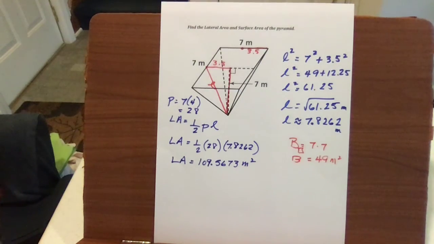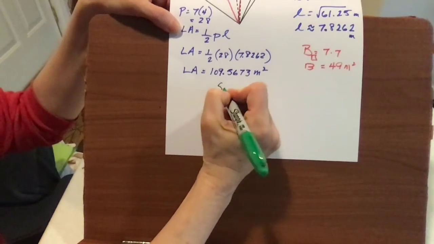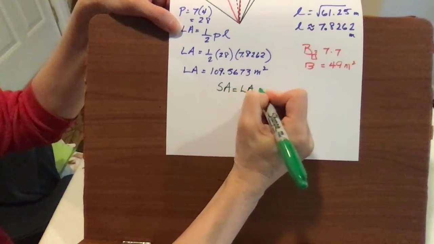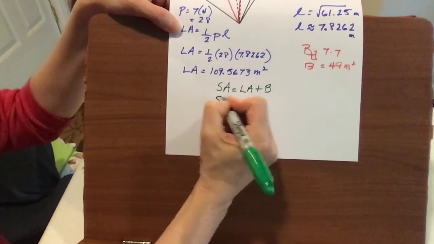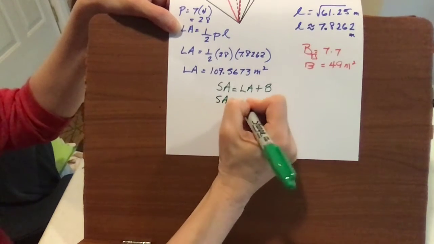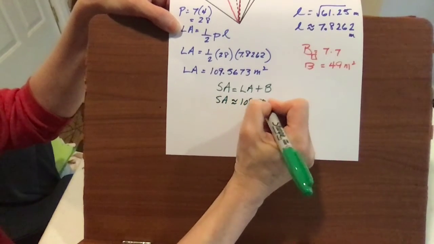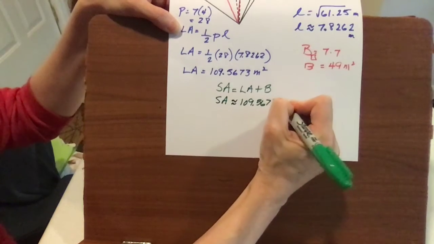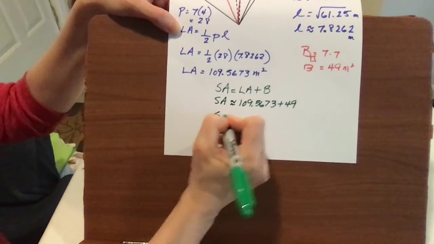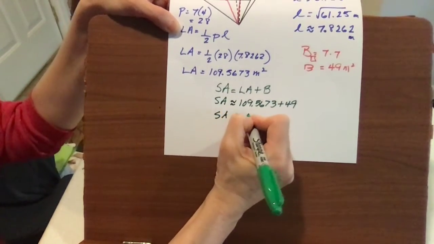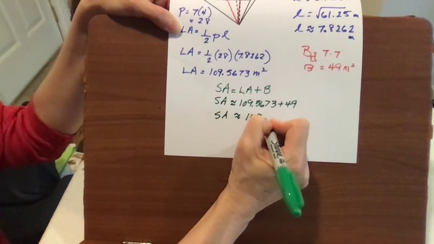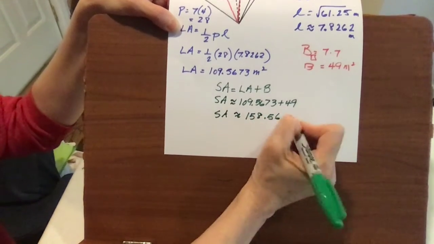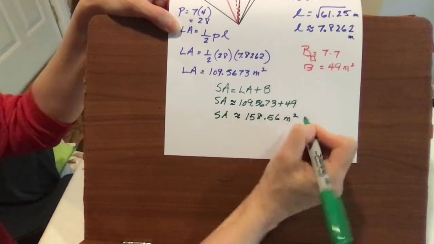All right, and now it is time for our surface area. Surface area is lateral area plus the one base that we have. So surface area is approximately equal to 1.095673. That's our lateral area plus 49. So our surface area is approximately equal to 158.56, rounded to the nearest hundredth, meters squared. And that's it.